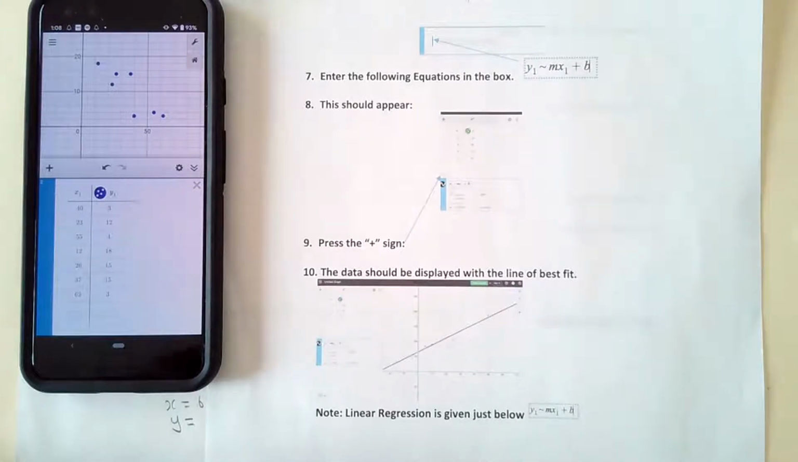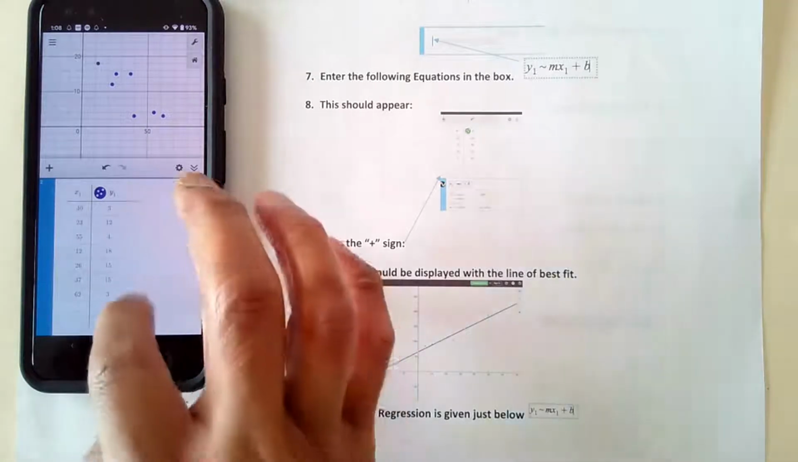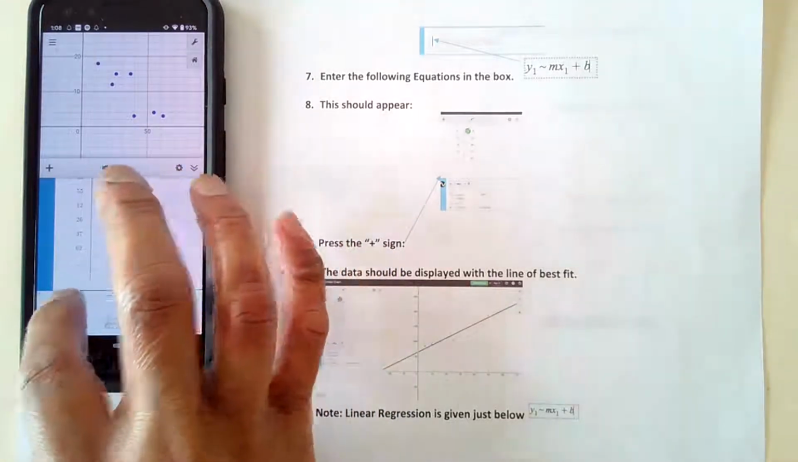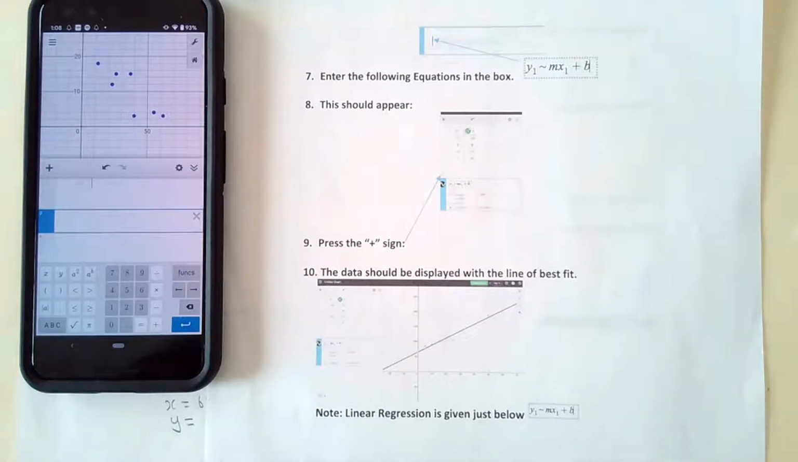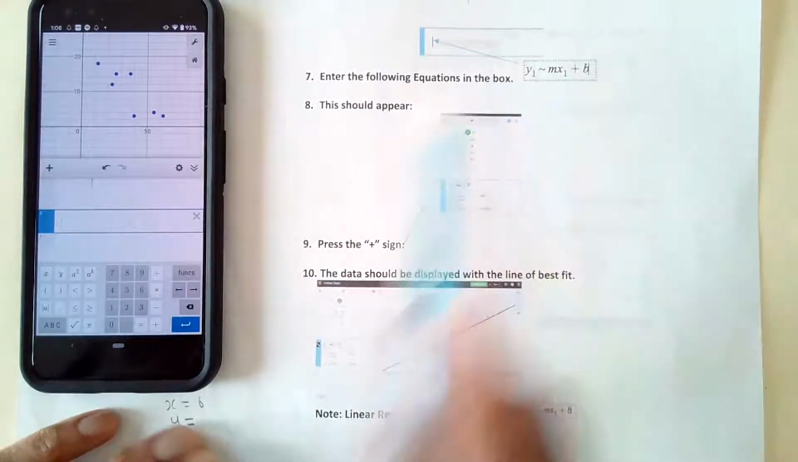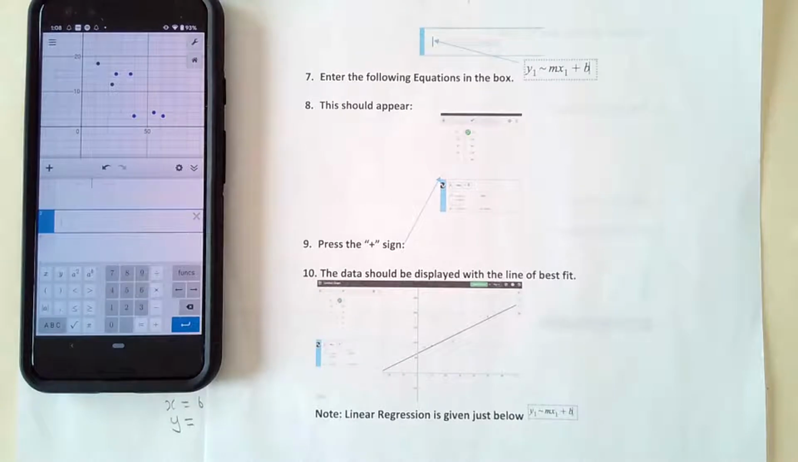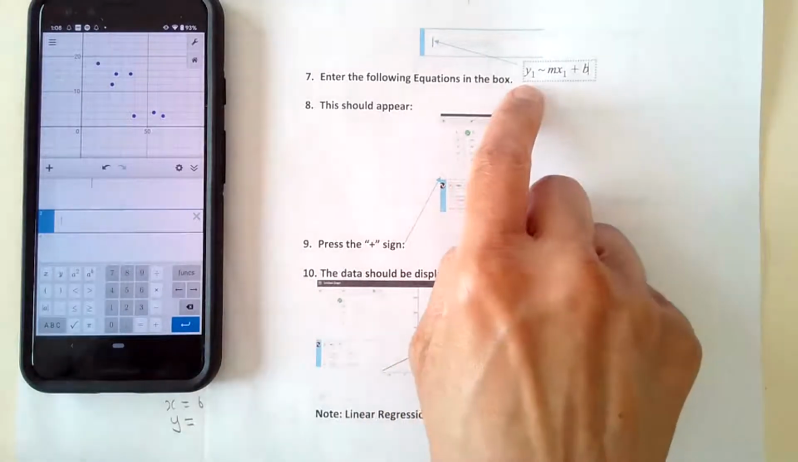It's different from the Windows calculator, the TI-84 calculator. You don't have to set the window. Just press a plus sign. Now I need to go up here and go to my line 3 and enter this equation to get my line of best fit. I've got my scatter plot. I need to enter this.